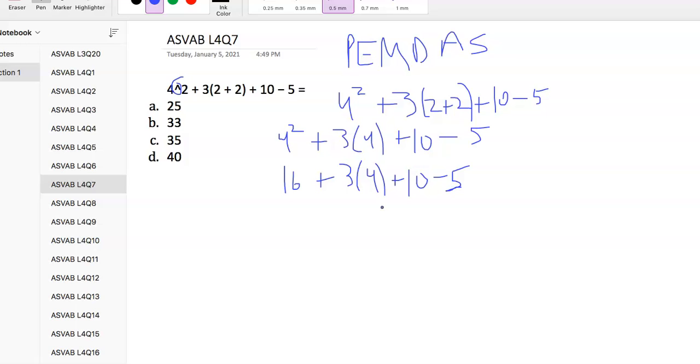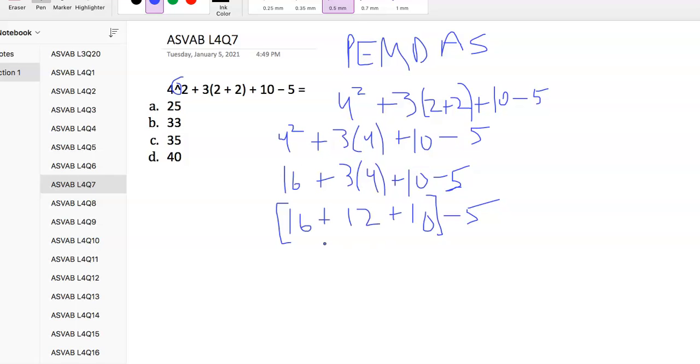Next, multiply, right? So then we're going to do that 3 times 4 that we can see there. Okay, 16 plus 3 times 4 is 12. Divide is next. We don't have anything to divide. Then we have add and then subtract. So now we can just go left to right, right? This stuff right here is all just adding, and then we'll subtract it from 5 at the end.